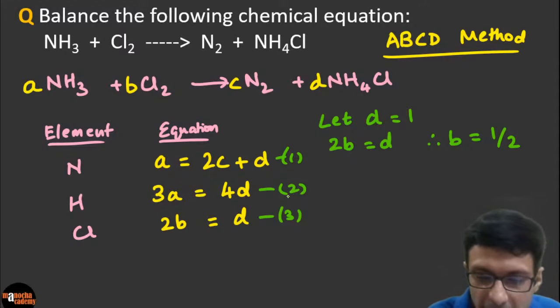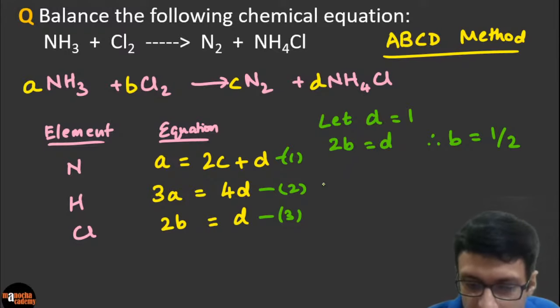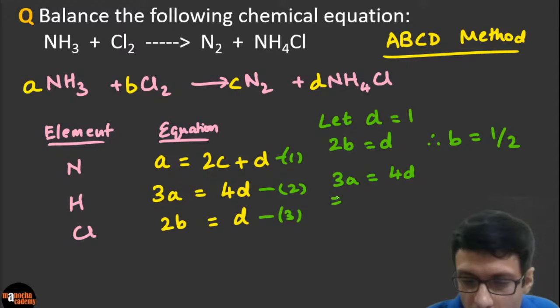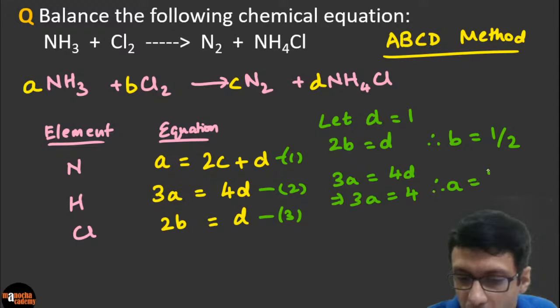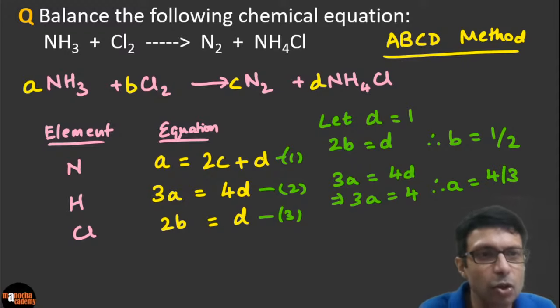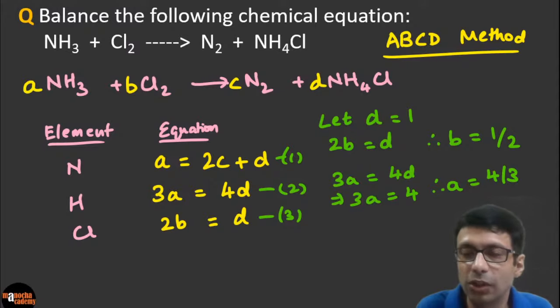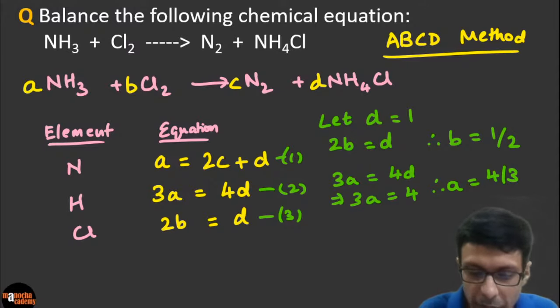Now using the second equation, we can solve for A. From the second equation, we have 3A equal to 4D. So 3A is 4 into 1, 4. So therefore A is turning out to be 4 by 3. Do you guys agree with me? In case you have any issue, just check my calculation, right? If I'm making any mistake with my numbers, please check it.